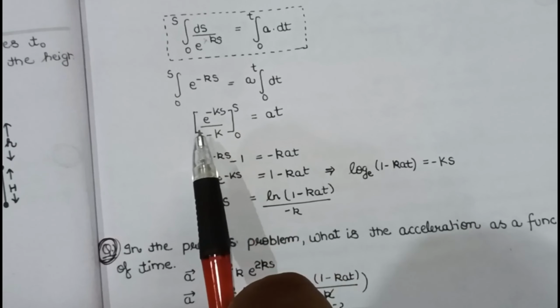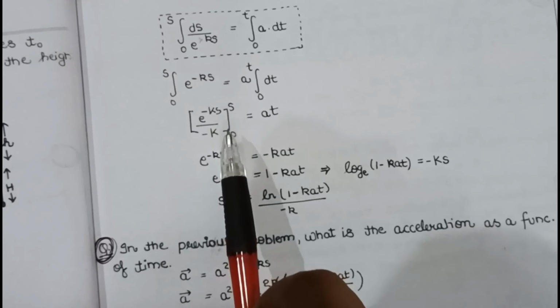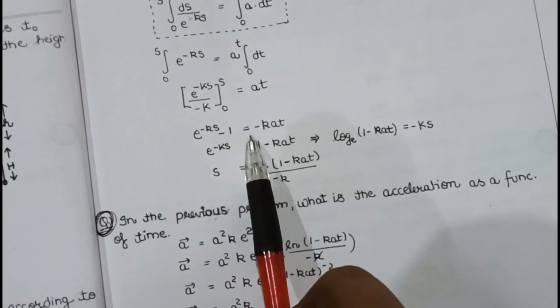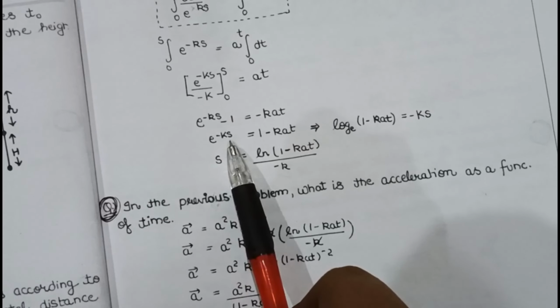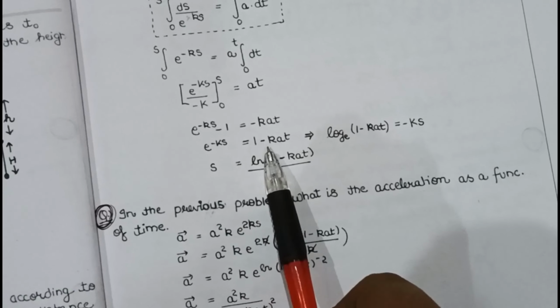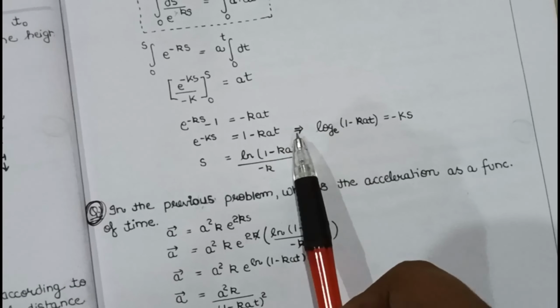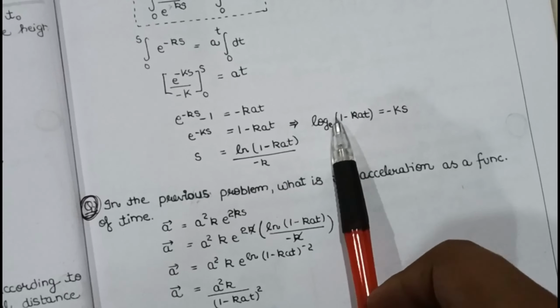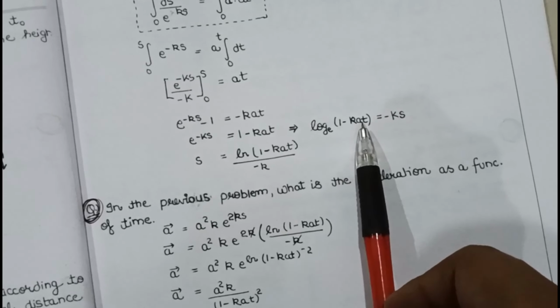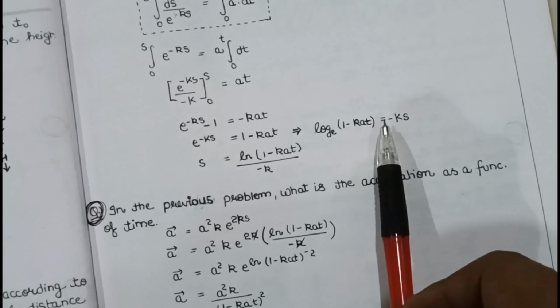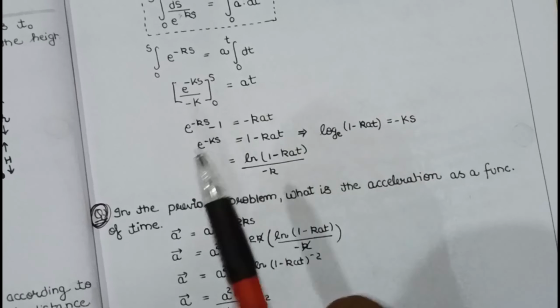e power minus ks upon minus k ranging from 0 to s is equal to at. E power minus ks minus 1 is equal to minus k a t. E power minus ks is equal to 1 minus k a t. Taking log to the base e, log of 1 minus k a t to the base e is equal to minus of ks.